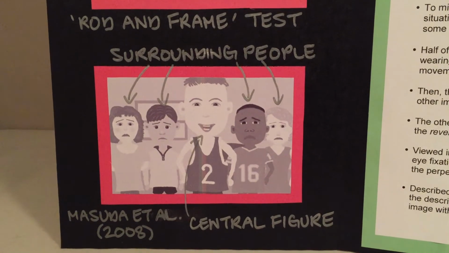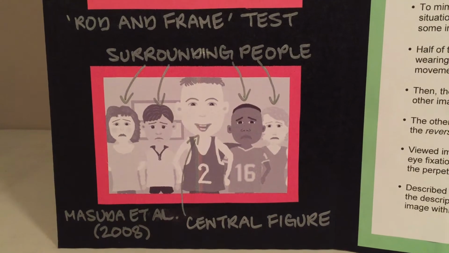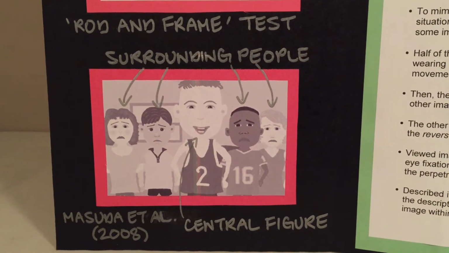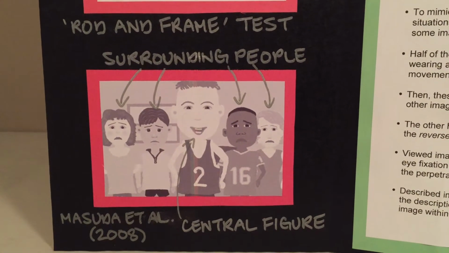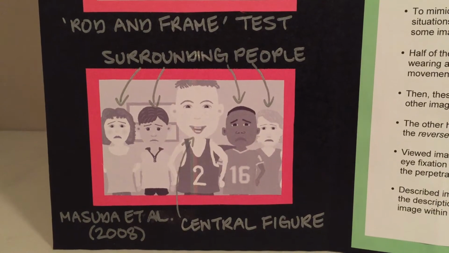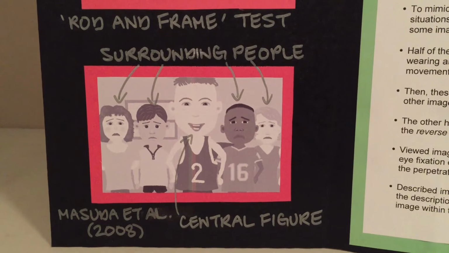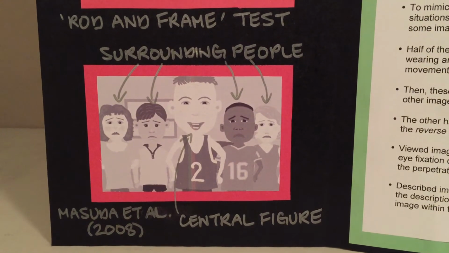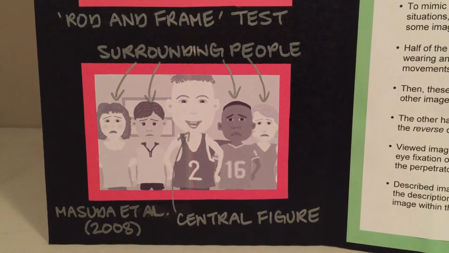For example, when looking at this image, we see a central figure surrounded by several people. People who use field independence would look at the facial expression of the central figure when judging the central figure's emotion. In contrast, people who use field dependence would look at the facial expression of the central figure as well as those of the surrounding people in order to make a judgment about the central figure's emotion.